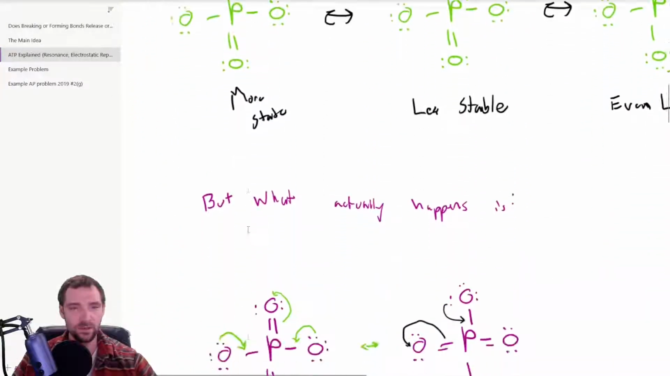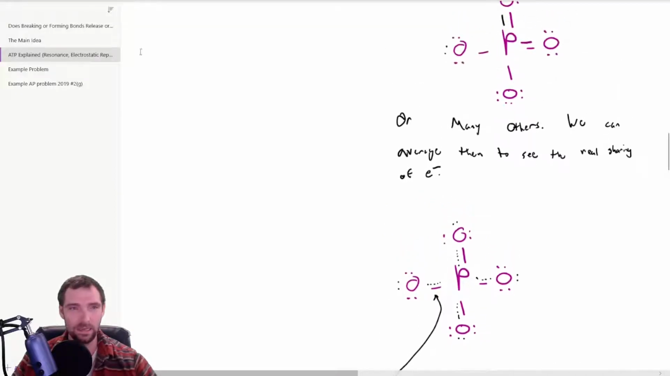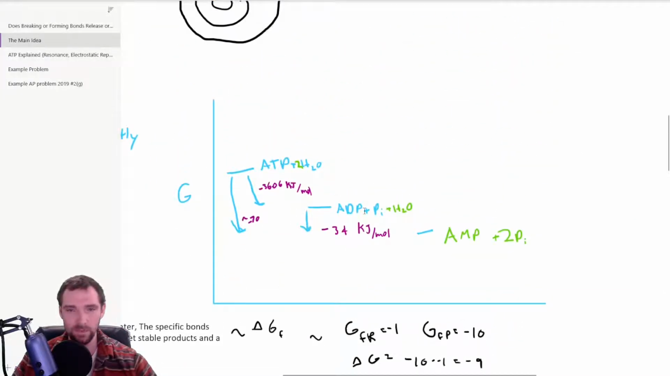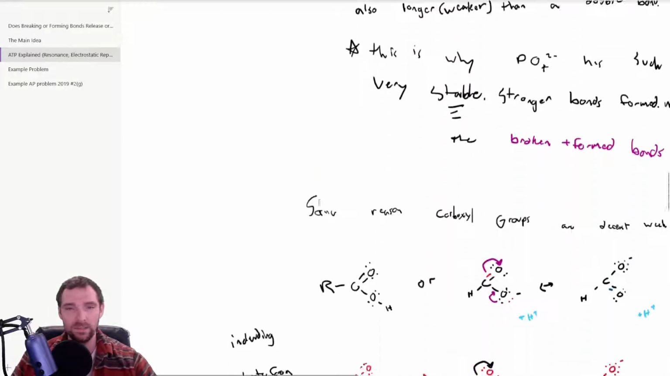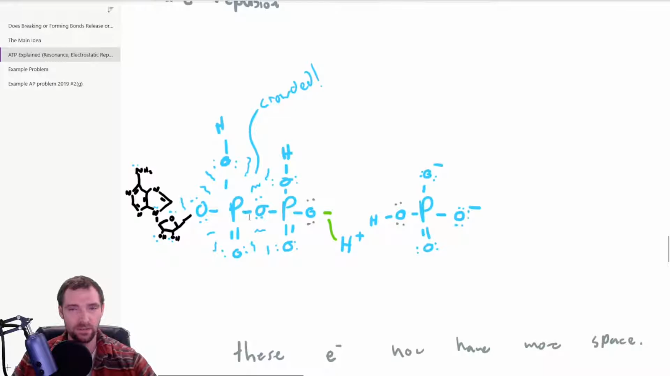So there's something going on with resonance there that helps explain why this is so much lower. Like that phosphate, the energy released when you form an inorganic phosphate is significant because of that resonance. So that's one aspect of this. Then there's also the electrostatic repulsion.